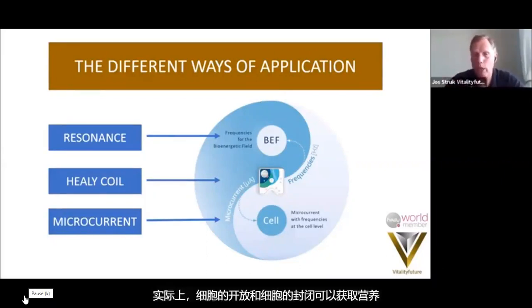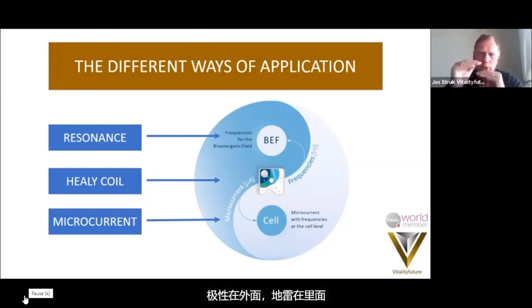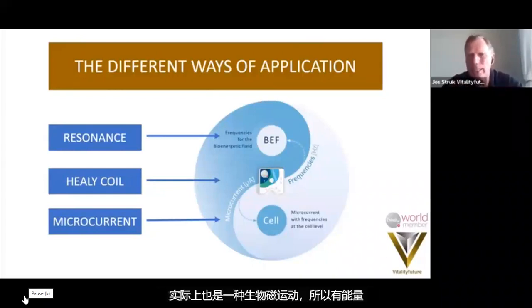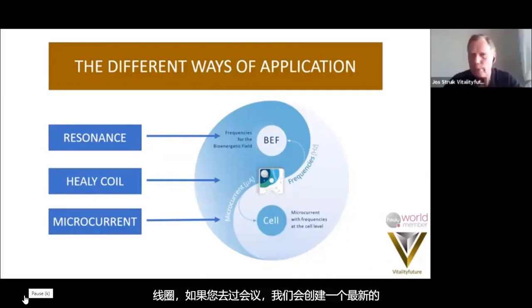Actually, the opening and closing of the cells to get nutrition in or out is also a magnetic process, because every cell has a plus polarity on the outside and minus on the inside. And changing that plus and minus, that's a physical process, that is the way cells open and close. So that's also a biomagnetic exercise, actually. So there's energy being used to open it up and close it again. So with the Healy coil, we create a current.